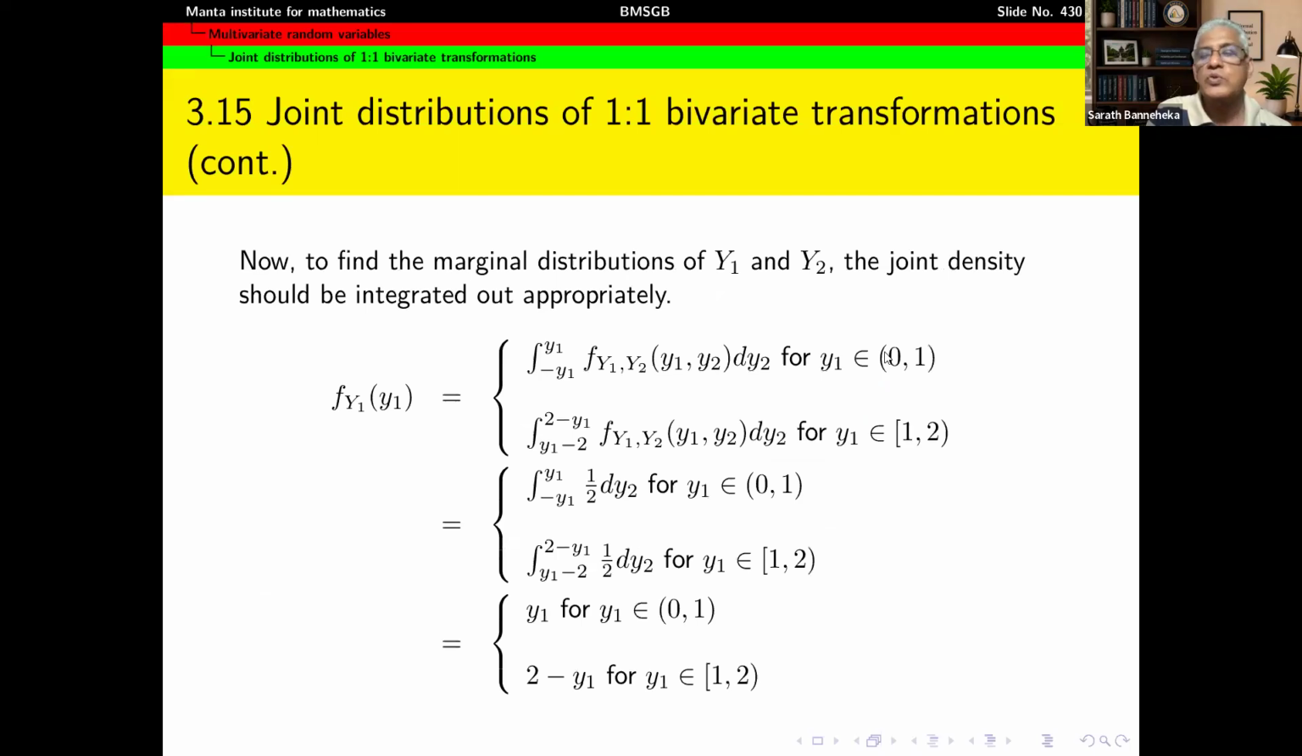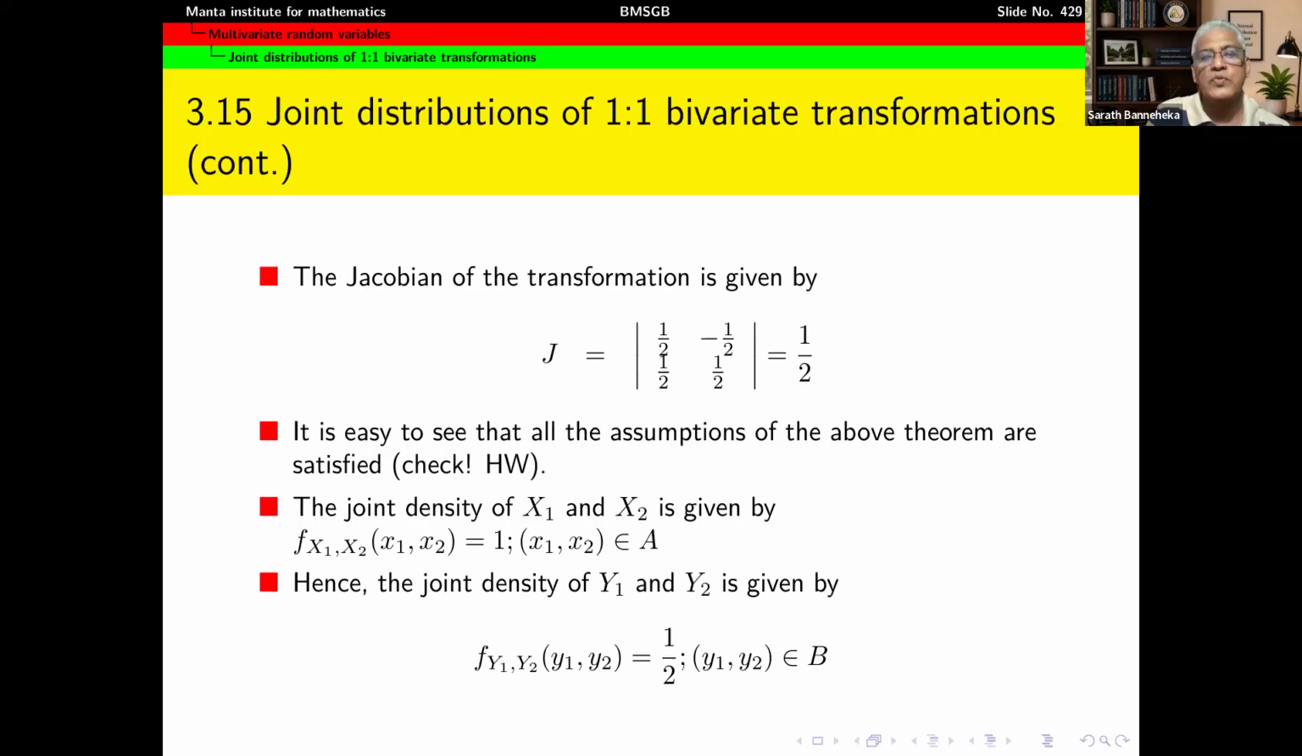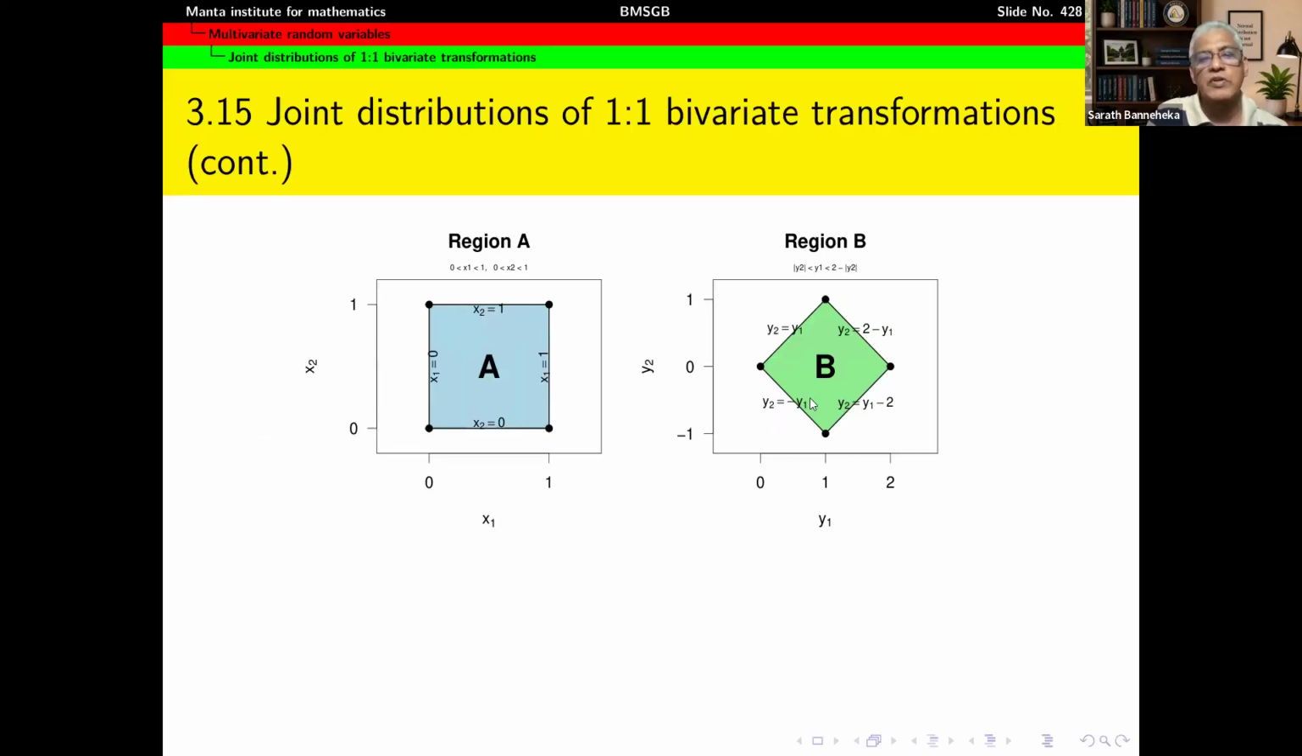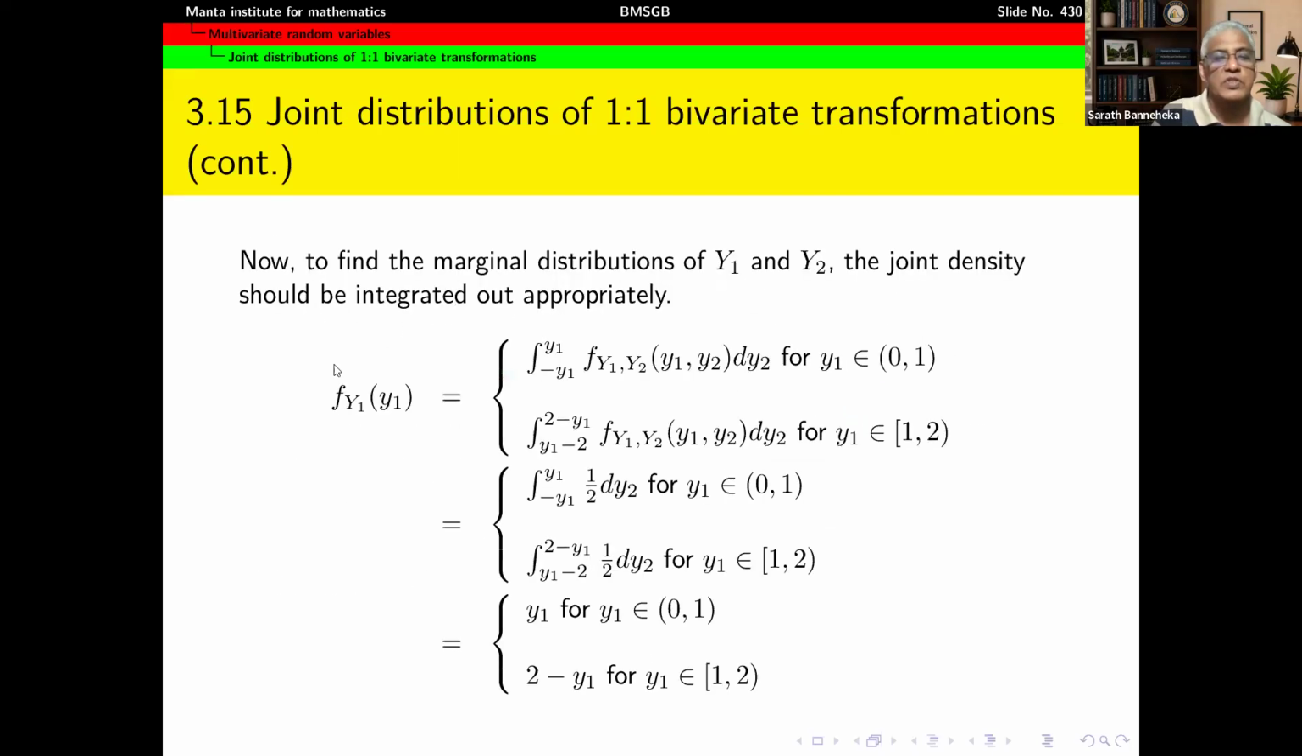Now, suppose you are also interested in finding out the marginal densities of y1 and y2. If you want to find out the marginal density of y1, for example, you have to integrate with respect to y2. And in order to get the marginal density of y2, you have to integrate the joint density with respect to y1. So now let us look at these two separately. I have first got the marginal density of y1.